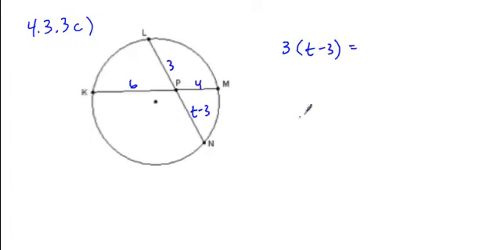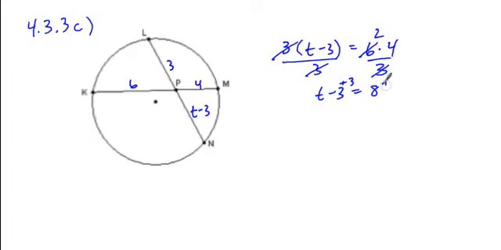The segments of chord LN have to equal the same product of the segments of chord KM, which is 6 times 4. So I'm going to go ahead and divide both sides by 3. 3 goes into 6 twice. So I get T minus 3 is equal to 2 times 4, or 8. Add 3 to both sides, and I get T is equal to 11 as my solution.